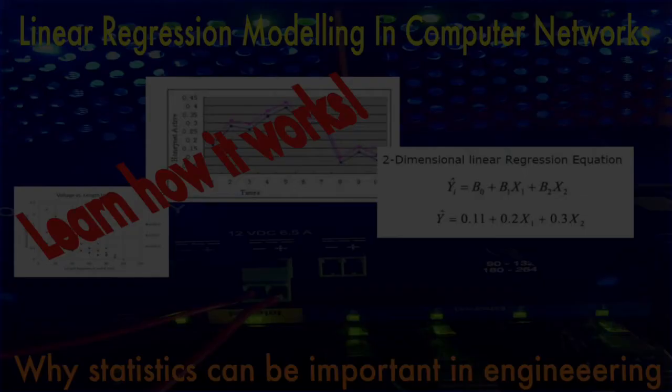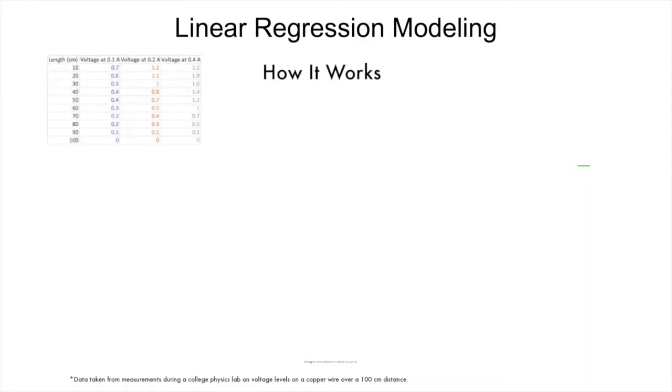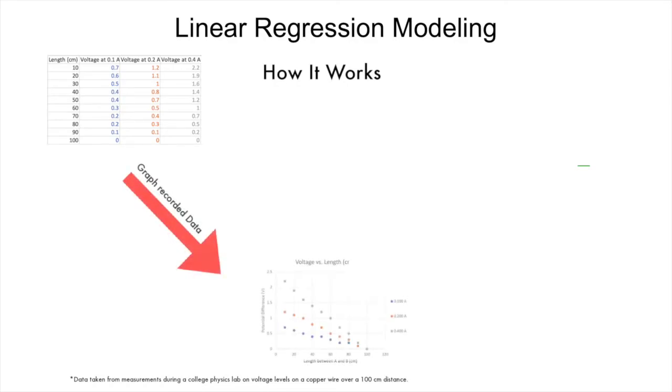Here we have some data from a college physics lab. The data compares the voltage levels on a copper wire to the distance from a voltage source. 3 different trials were recorded using different ampere levels. This data was graphed in Excel. Here we can see that as amperes are increased, overall voltage levels increased. We can also see that as length increased, voltage levels decreased.